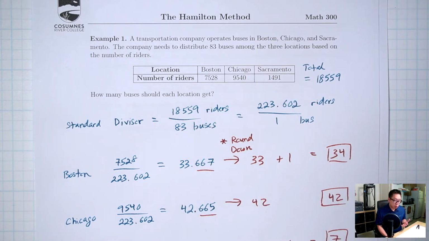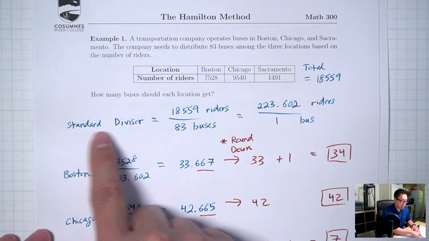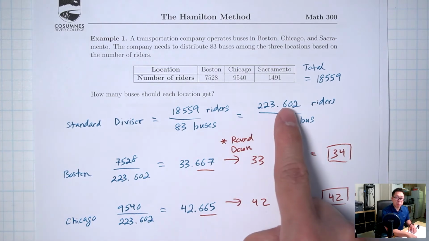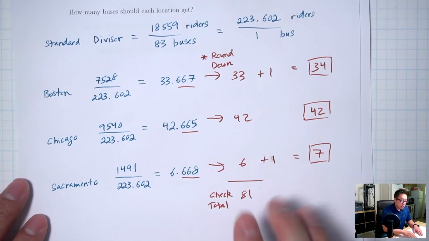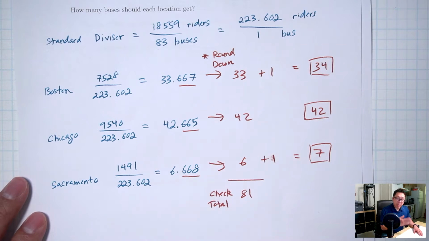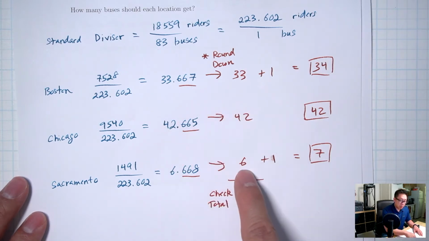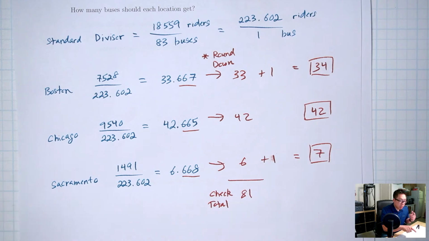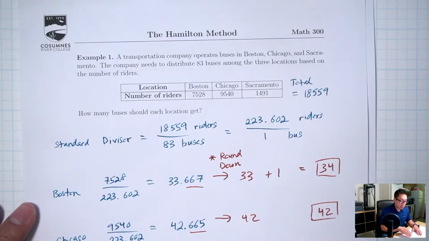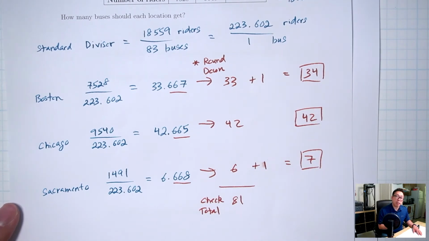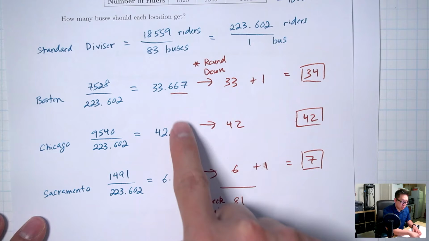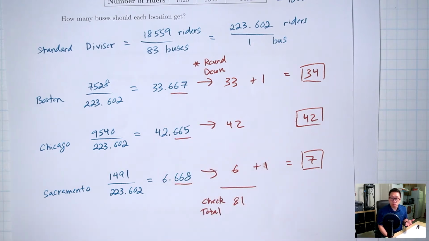And the way the Hamilton method works is it starts off by finding the standard divisor. And we're going to use the standard divisor to divide each of the populations by the standard divisor. We get these decimal numbers. In the Hamilton method, you always round down, and then you check the total, right? If the total is the correct number, in this case it was 83, then you're done. If it's not the correct number and you have extras to give, you give the extras based on the decimal part. Whoever has the biggest decimal part will get the extras. And then if you have more extras, you give it to the next biggest decimal part.